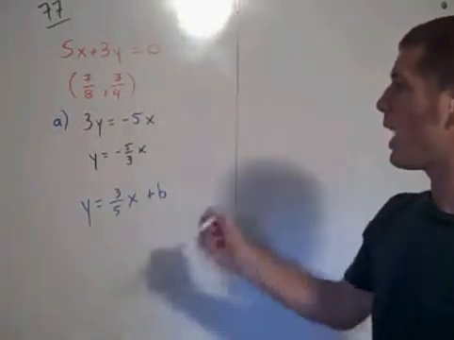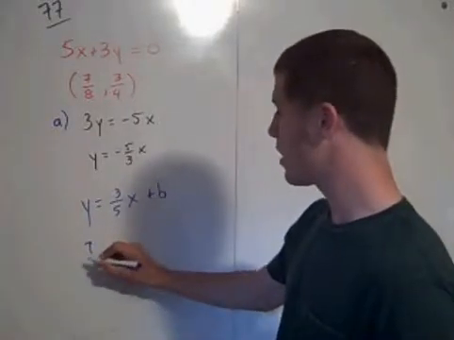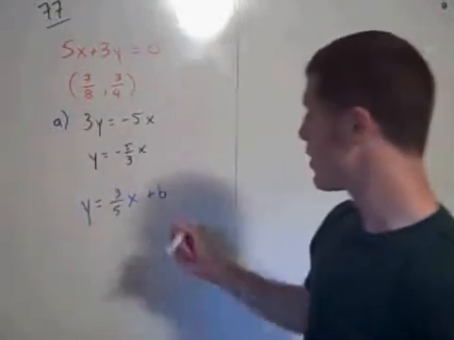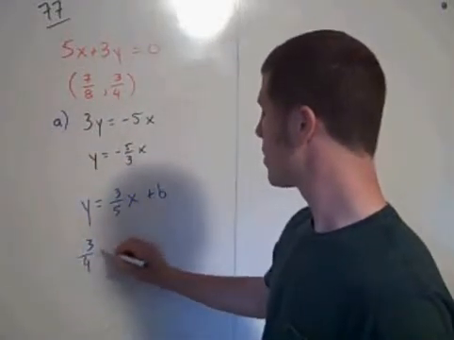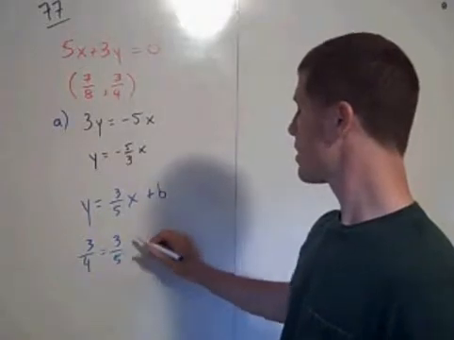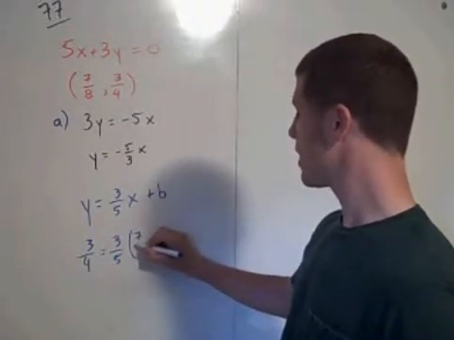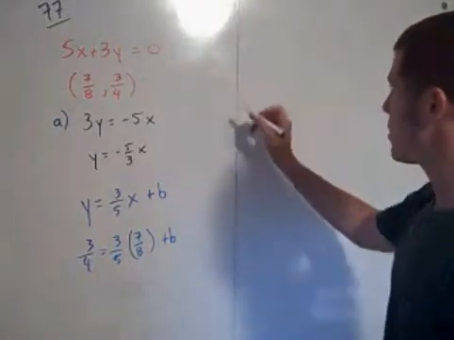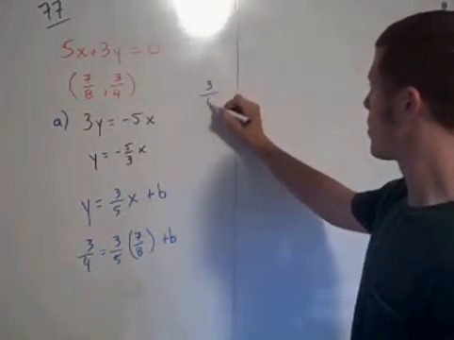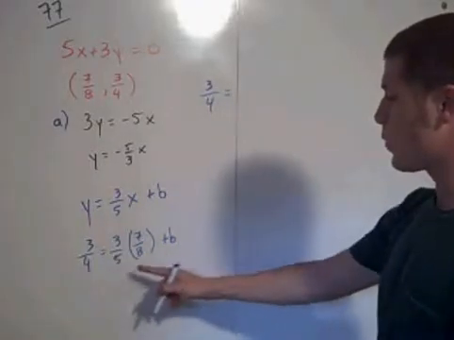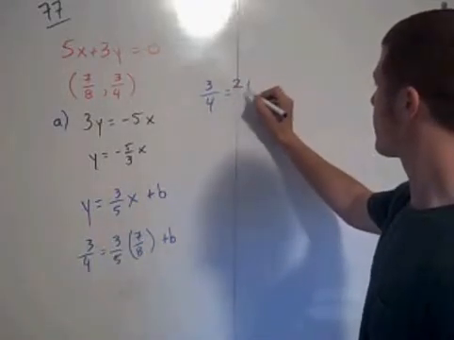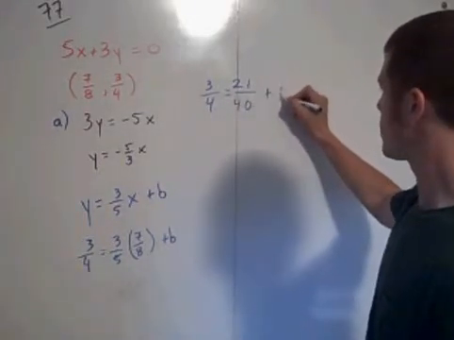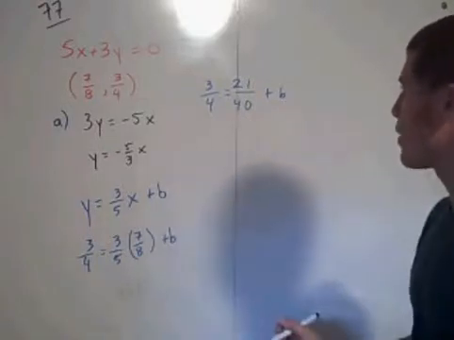And then again, plug in your point. Plug in this point for x and y, so your y value is 3/4. You have 3/4 equal to 3/5 times your x value, which is 7/8, plus b. Carry out this multiplication. You have 3/4 equal to 21/40 plus b. So subtract 21/40 from both sides.